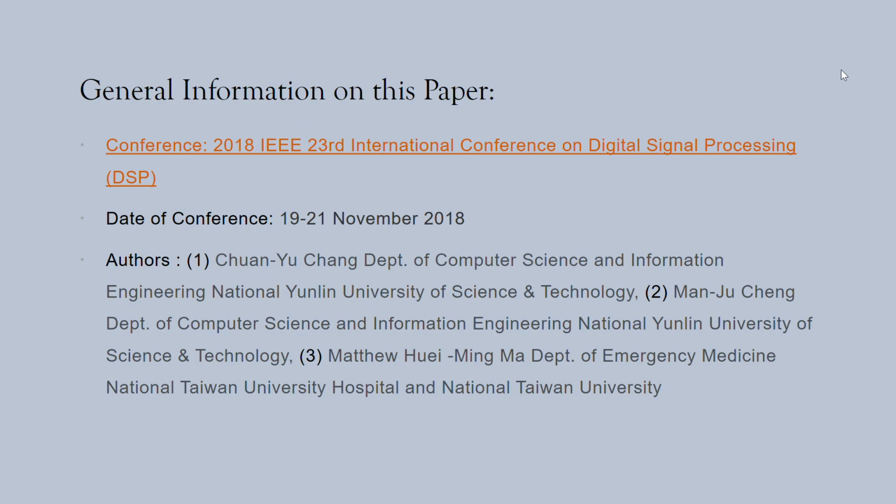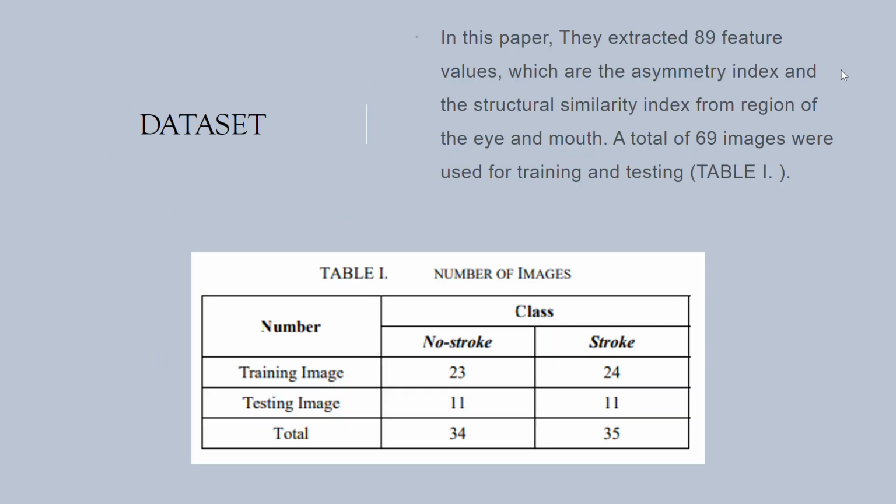The date of the conference was 19 to 21st November 2018, and the data set they used was a total of 69 images for training and testing with different kinds of features. In this paper they extracted around 89 feature values, which are the asymmetry index as well as the structure similarity index from the region of the eye and the mouth.